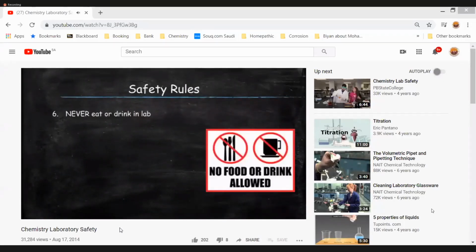This should be an obvious one. You're doing chemistry experiments with chemicals. You shouldn't be eating or drinking anything in lab. That means no chewing gum, no eating candy.